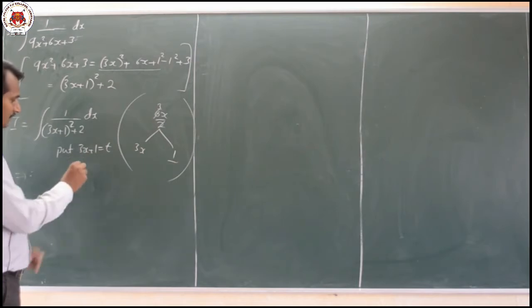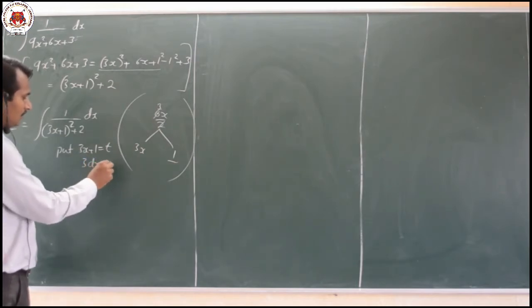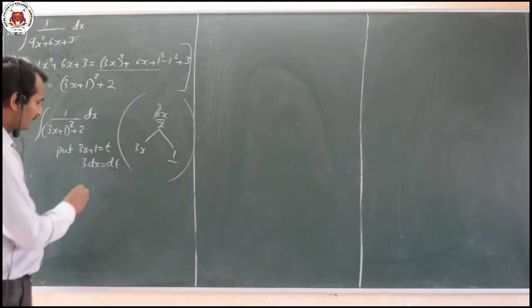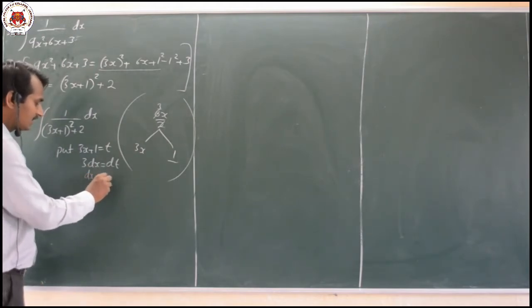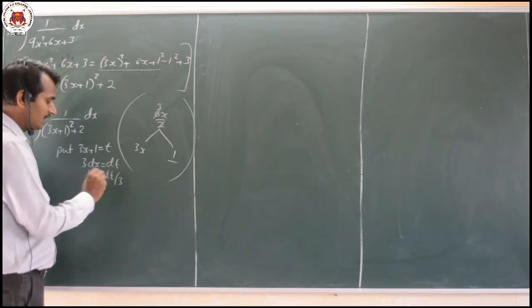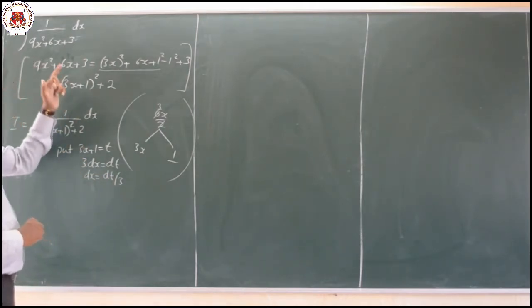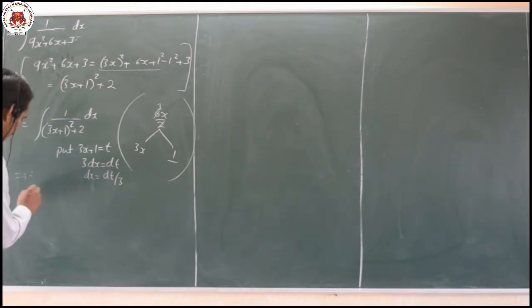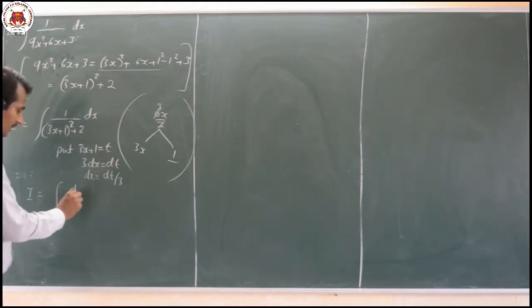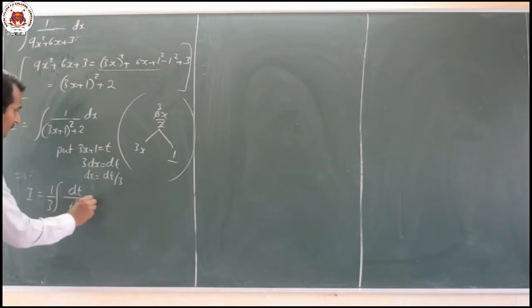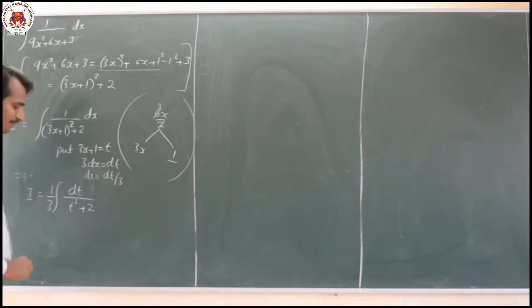Differentiating, 3 dx equals dt. So dx equals dt divided by 3. Now substitute these two values. When we substitute, I is equal to dx, that means dt by 3. The next term is 3x plus 1, which means t square plus 2.